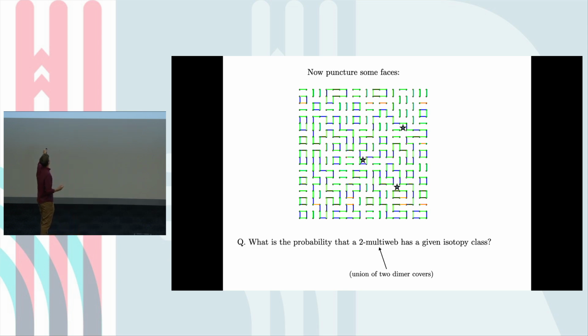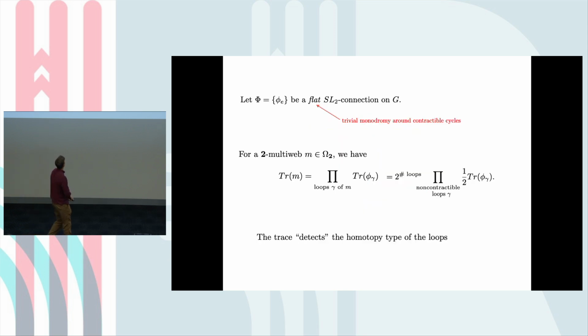If I ignore the topologically trivial loops, the contractible loops, and only take into account the ones which surround one or more punctures, this is something we now have the technology to count. This is what I want to explain. This is the main idea of the whole construction. So how do we do it?